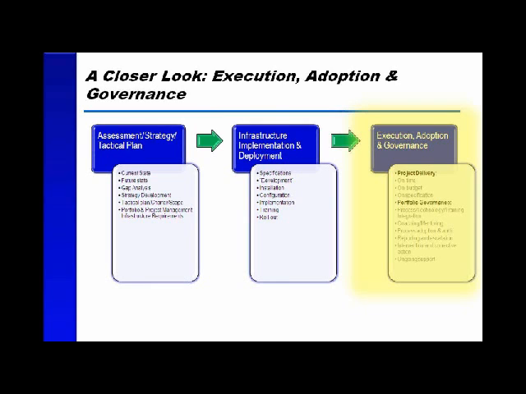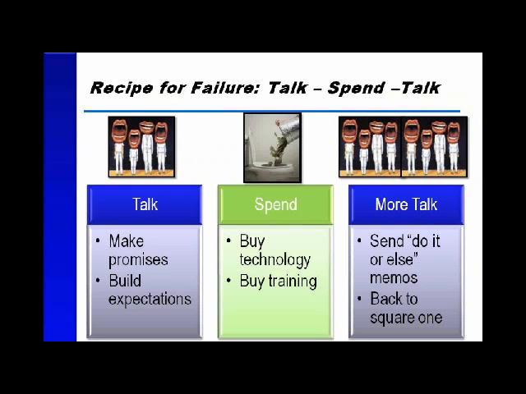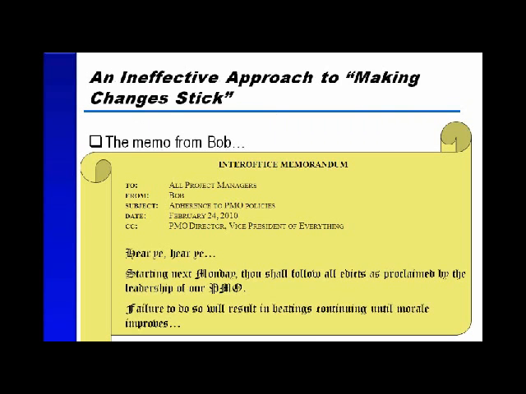Okay, so the coaching, mentoring, the process adoption and audit, the reporting and escalation, all of those things we talked about a little bit earlier, but I want to go into a little bit more detail. When I did the methodology and showed the first 3 columns, and I talked about talk, spend, talk back here on slide 17, one of the primary bullets said, send do it or else memos. And they're usually not worded that way. They're usually not worded like I have here on what I usually refer to as the memo from Bob.